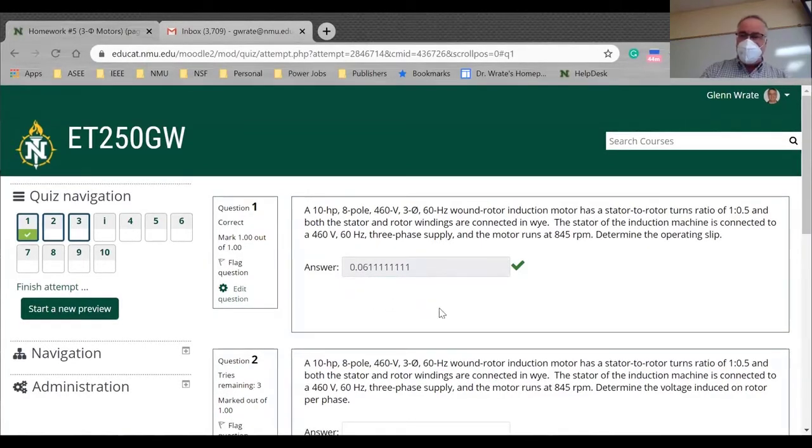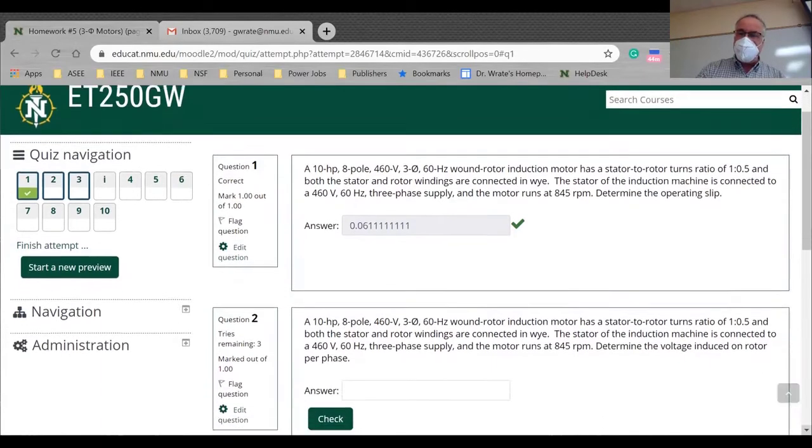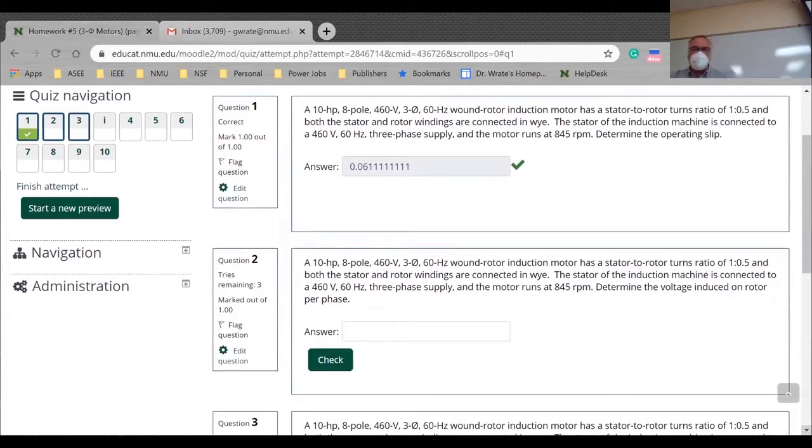Okay, so for the second problem, it's the same motor, 8 pole, 10 horsepower, 3 phase. Stator to rotor turns ratio, like I said, a lot of times that's just going to be one, but for the homework problem, I wanted to include all the possible variables. So that's why I have the off unity turns ratio. Determine the voltage induced on the rotor per phase.